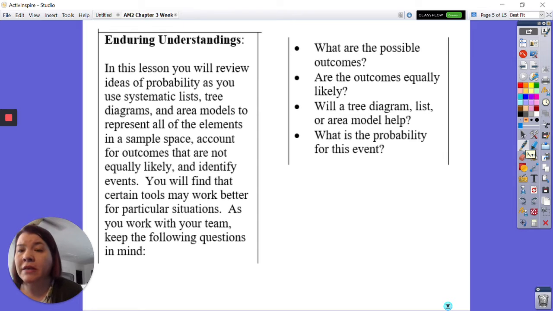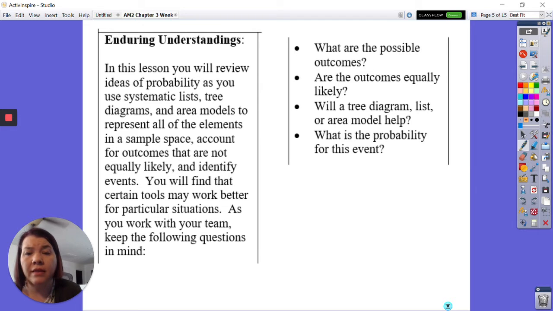We're going to be reviewing ideas of probability, such as systematic lists, tree diagrams, and area models to represent the elements of the sample space, account for outcomes that are not equally likely, and identify events. So systematic lists is pretty straightforward. Tree diagrams is one that we haven't spent time studying formally. I am going to use them. If they confuse you, there is a video that is optional for tree diagrams if you need more detail.